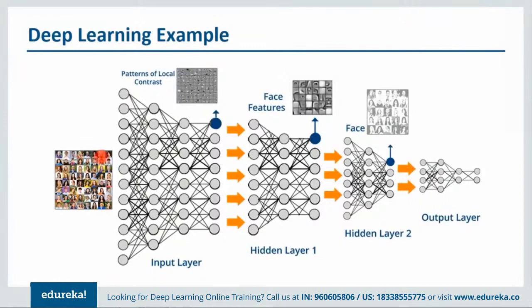We provide this raw data to the first layer, the input layer. Then these input layers will determine the patterns of local contrast, or it will fixate those patterns of local contrast, which means that it will differentiate on the basis of colors and luminosity and all those things. And after that, in the following layer, it will determine the face features. It will fixate those face features. So it will form nose, eyes, ears, all those things.